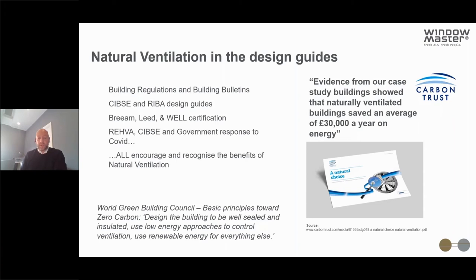A study by the Carbon Trust a few years ago assessed a number of different buildings and looked at the energy savings, which were somewhere between 24 and 70% compared with normal benchmark standards. And on average, those buildings saved around £30,000 a year in terms of energy usage. Those are pretty significant numbers, and that's part of the driver for why we're seeing more and more natural ventilation and particularly automation.